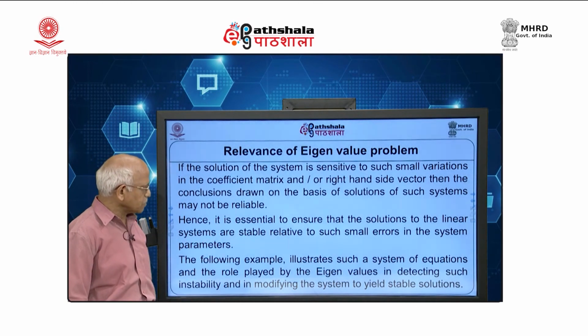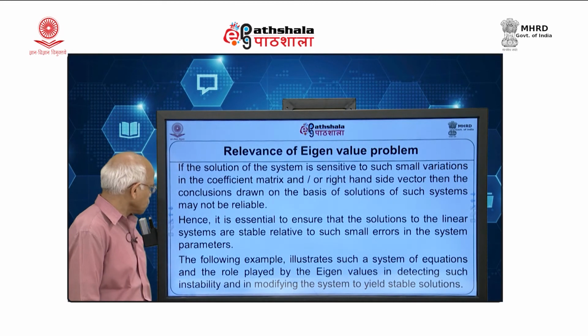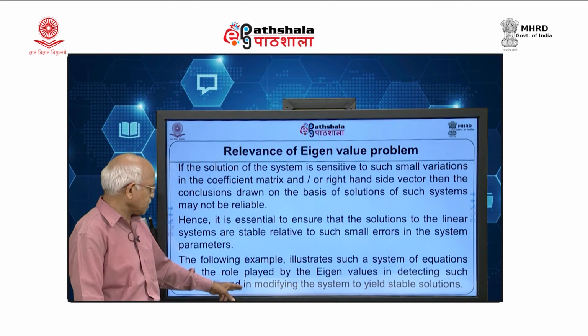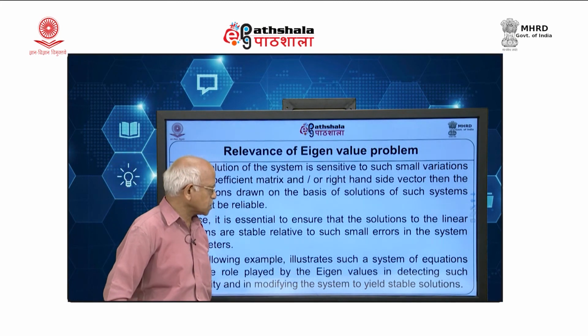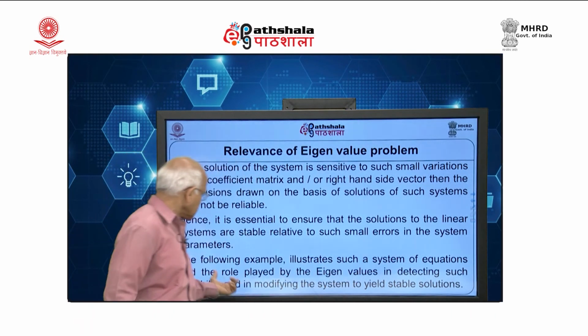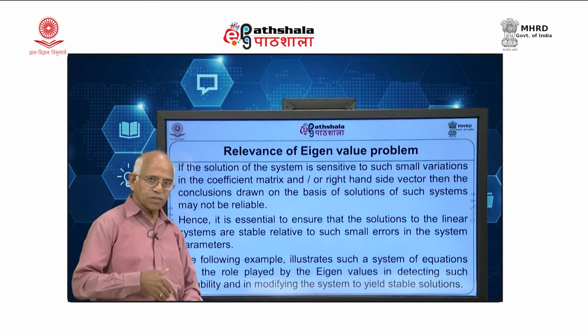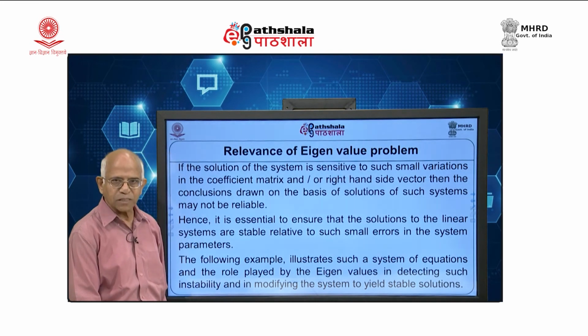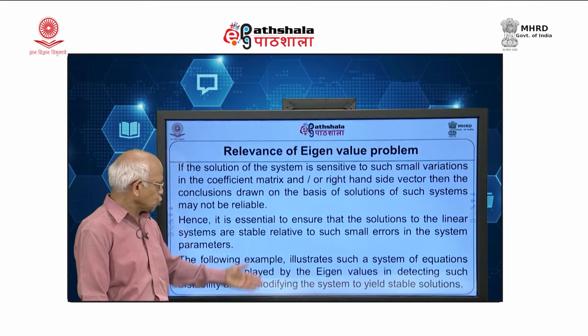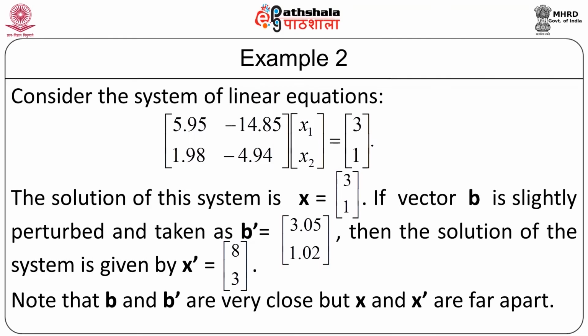The following example illustrates such a system of equations and the role played by eigenvalues in determining such instability and modifying the system to yield stable solutions. In fact, we will not go into this part, but we will just see how the instability can be represented in terms of eigenvalues and eigenvectors, and by controlling these eigenvalues and eigenvectors we can make sure that the system becomes stable. So, consider a simple 2 by 2 system, and therefore I will not spend more time on the solutions of this. You can verify these statements very easily.